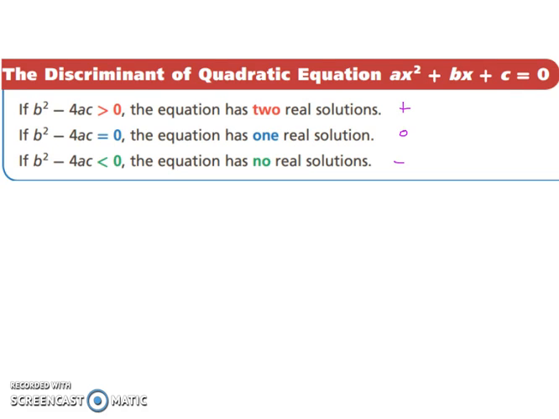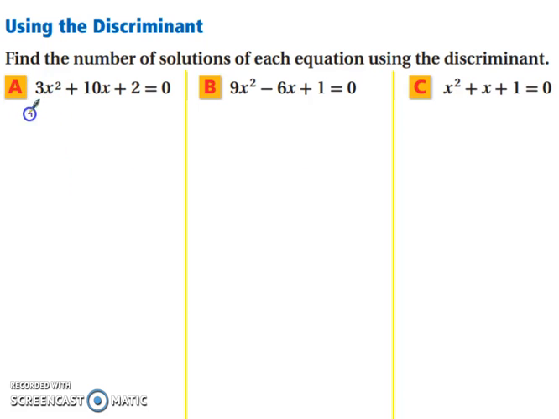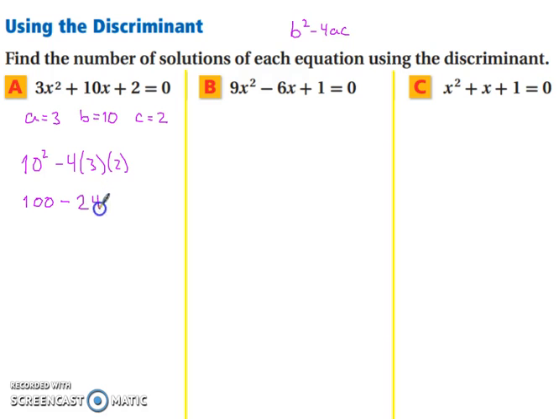So now let's practice. Let's look at this first one. The a value is 3, the b value is 10, and the c value is 2. So now we just want the discriminant. It's what's underneath the square root. So you have b squared minus 4ac. So 10 squared minus 4 times 3 times 2. 10 squared is 100, and 4 times 3 times 2 is 24. So minus 24, and that gives us 76. So it's positive. Therefore, there are going to be two real solutions.